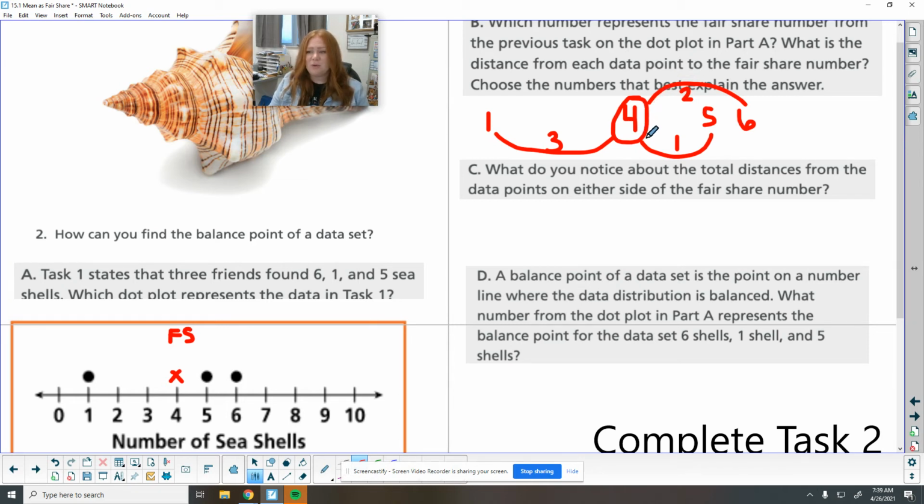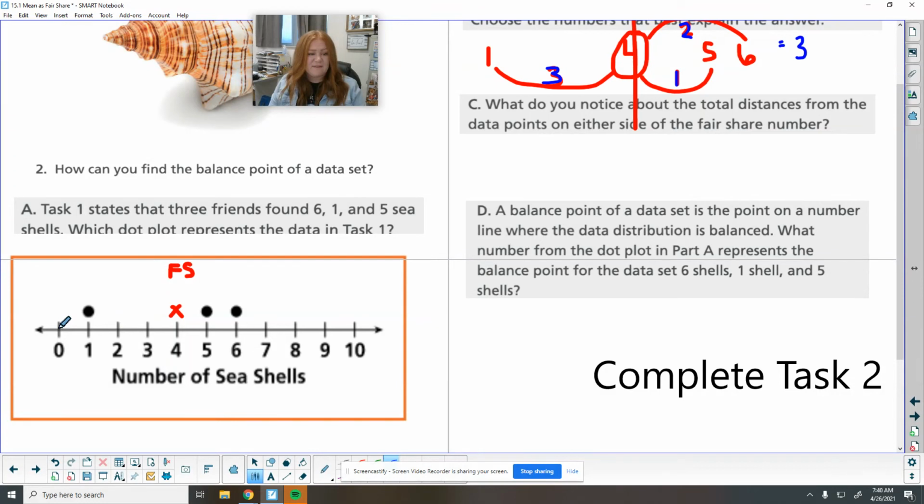What do you notice about the total distances from the data points on either side? Let's split it down the middle. The total distance on this side is 3. The total distance on this side of the fair share number is 1 plus 2 equals 3. What do you notice about the distance between the numbers on each side and the fair share? They're exactly the same. To get from here to here was 3. To get from all of these numbers to the fair share number was also 3, right? It's a fair share. It's balancing that point right in the center.